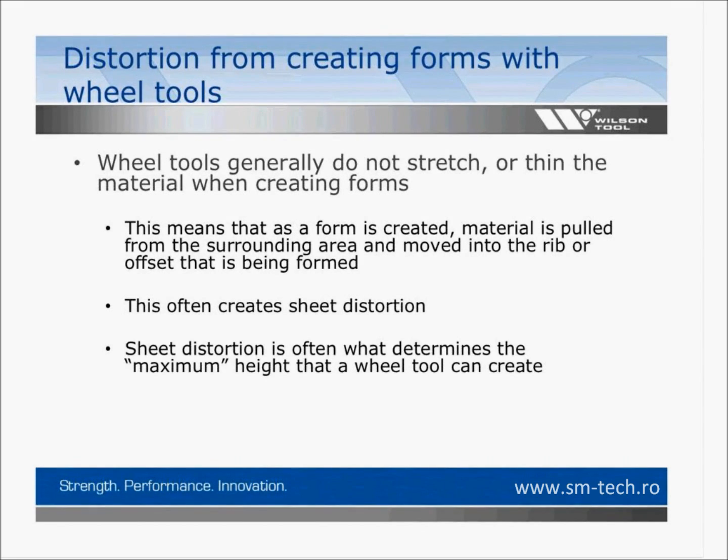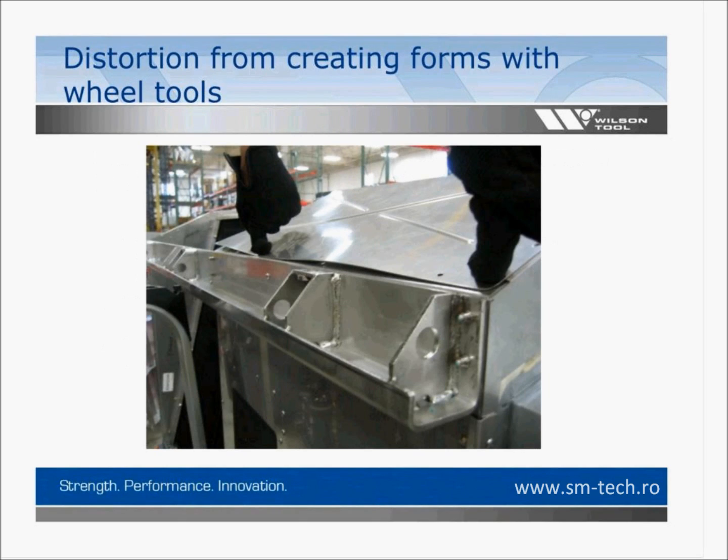So that is, in many cases, what really determines the maximum height that the wheel tool can create. I've got a couple of pictures here of parts that were distorted by running the wheel tool. There's a simple cover, and they ran the wheel tool to run these stiffening ribs, and you see the distortion. That's just a result of the material being pulled into this rib. If that rib was not quite so high, you'd get less distortion out of it.